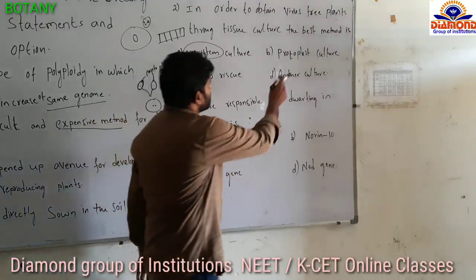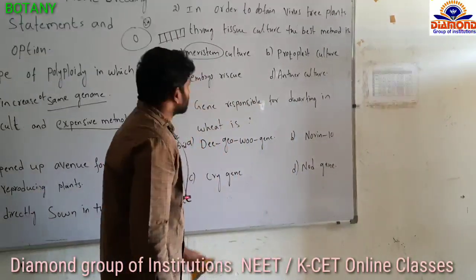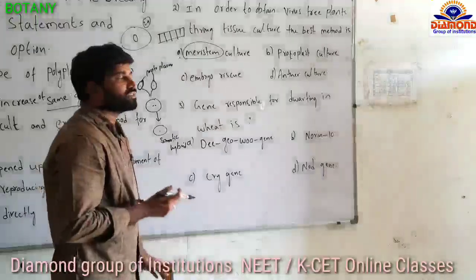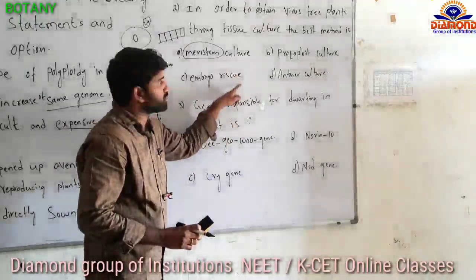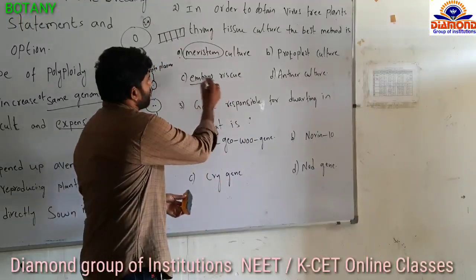And option B, protoplast culture. Now we are going to discuss protoplast culture and embryo rescue. At the time of tissue culture, we are going to produce an immature embryo. Through tissue culture, producing the immature embryo is called embryo rescue.